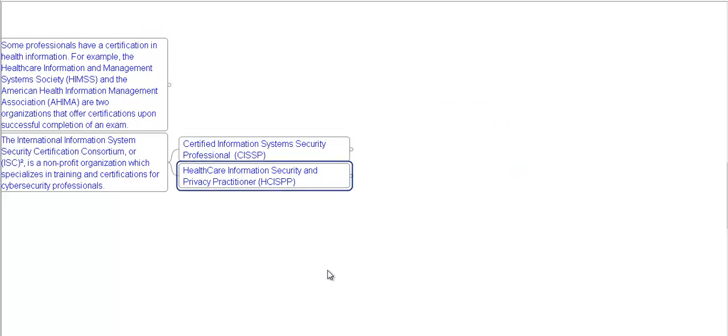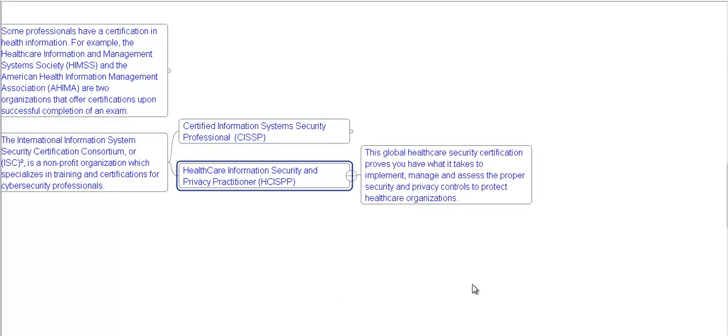Healthcare Information Security and Privacy Practitioner (HCISPP). This global healthcare security certification proves you have what it takes to implement, manage, and assess the proper security and privacy controls to protect healthcare organizations.